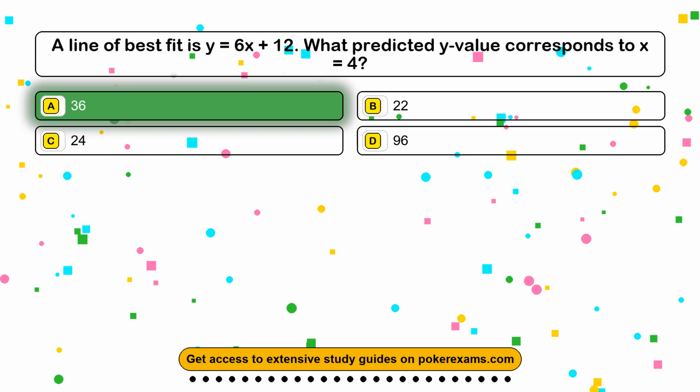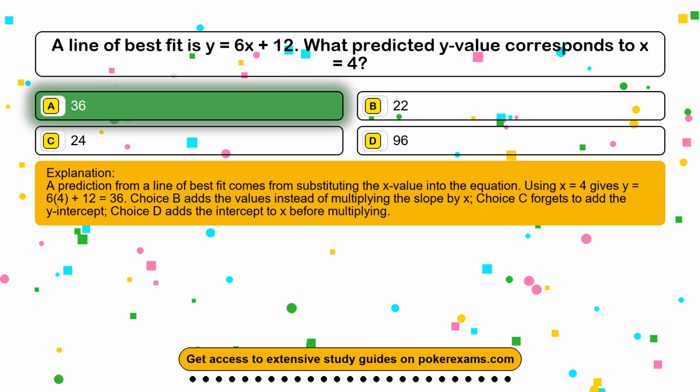The correct answer is option A, 36. A prediction from a line of best fit comes from substituting the x-value into the equation. Using x equals 4 gives y equals 6 times 4 plus 12 equals 36. Choice B adds the values instead of multiplying the slope by x. Choice C forgets to add the y-intercept. Choice D adds the intercept to x before multiplying.